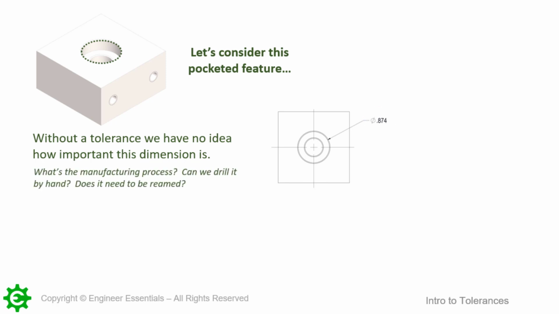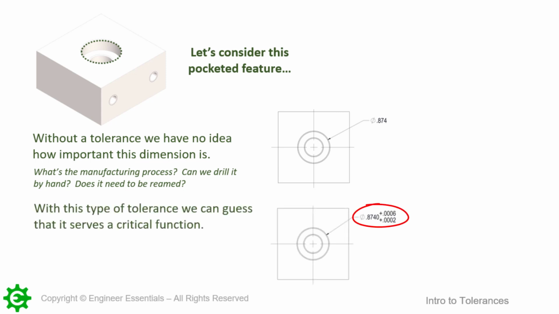What is the manufacturing process that we have to use here? Can we drill it by hand? Does it need to be reamed? When is this hole too big or too small to not fit the application? Is our customer going to reject the part? Is our supplier going to use an extremely expensive method to produce this when maybe it's not that important?